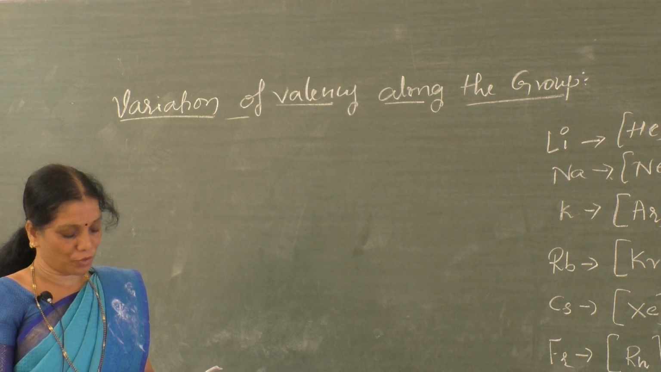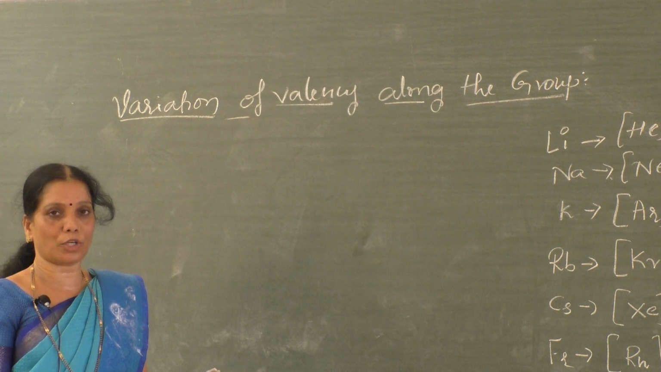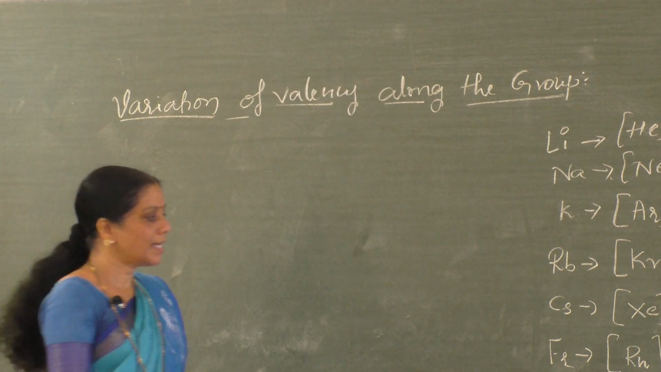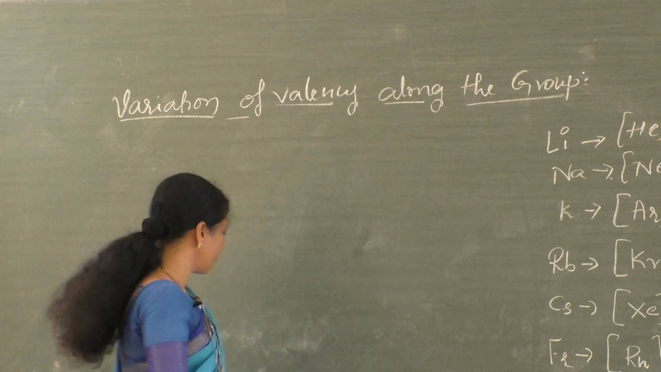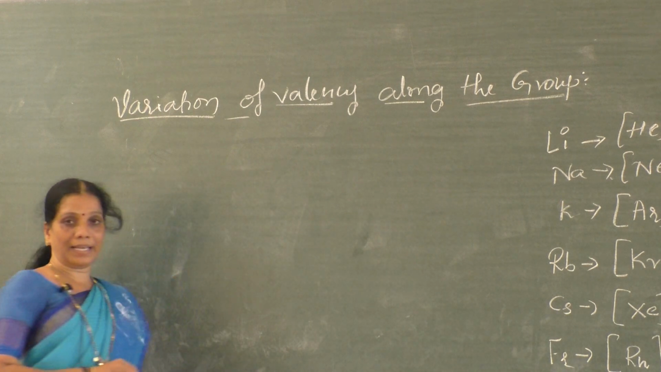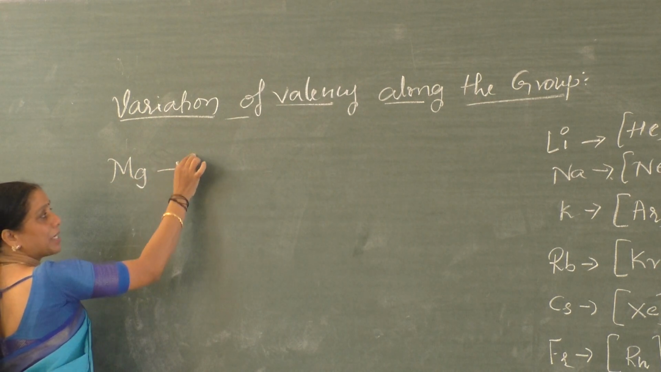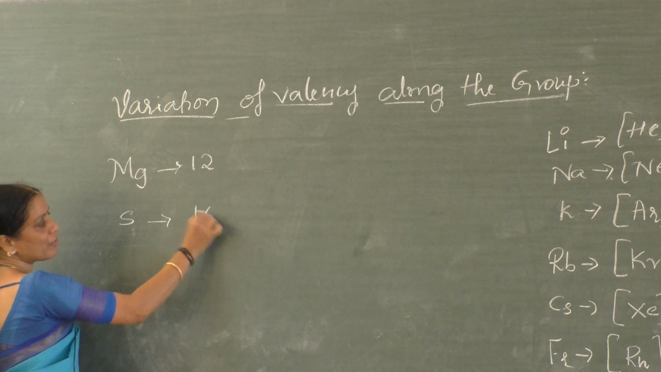The second question here is, what is the valency of magnesium with the atomic number 12 and sulfur with the atomic number 16? Are you referring to the textbook now? See, two of the elements they have given in the activity 5.6 are magnesium, with atomic number 12, and sulfur with the atomic number of 16.